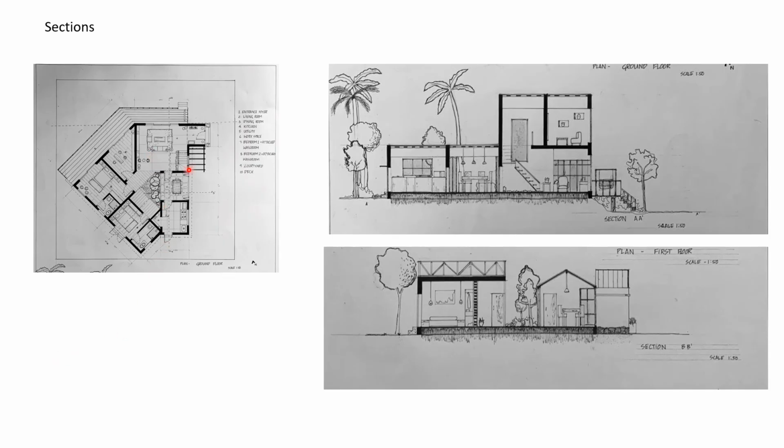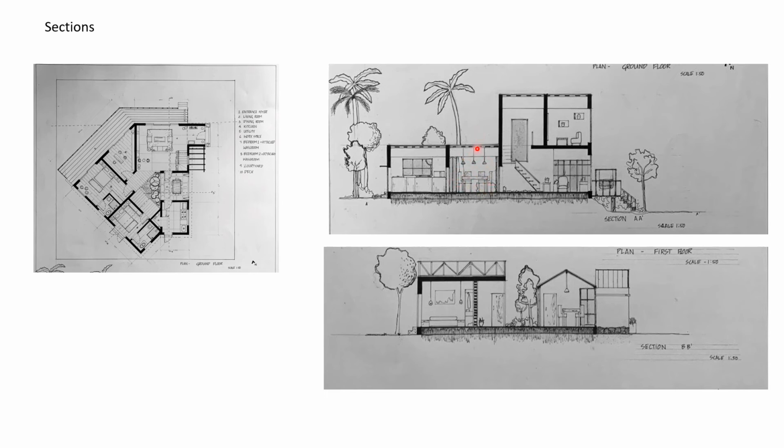Coming to the sections, the first section which I have taken is from here. This section goes through the kitchen, the dining room, and the living room. This is the plinth. This is the kitchen, and this is the dining room. We can see here the folding doors which open up completely.